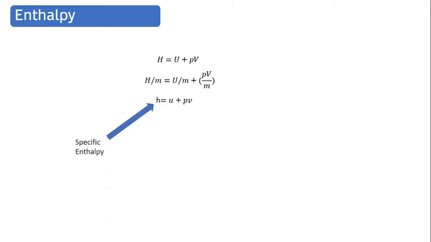So what is enthalpy? According to thermodynamics, the expression of enthalpy is H equals U plus PV, where H is the enthalpy, U is the internal energy, P is the pressure and V is the volume. If we divide the whole equation by mass, then we get small h equals small u plus P into small v, where small h is the specific enthalpy, small u is the specific internal energy and small v is the specific volume.